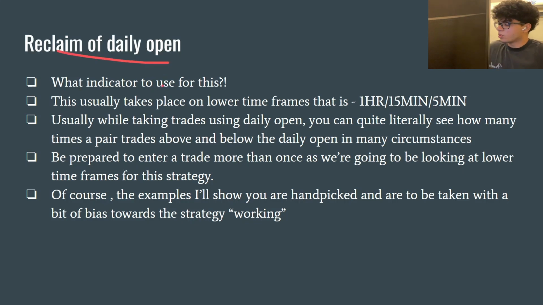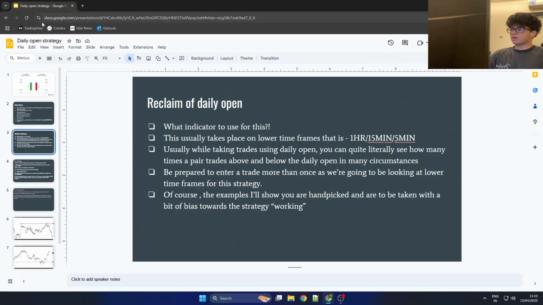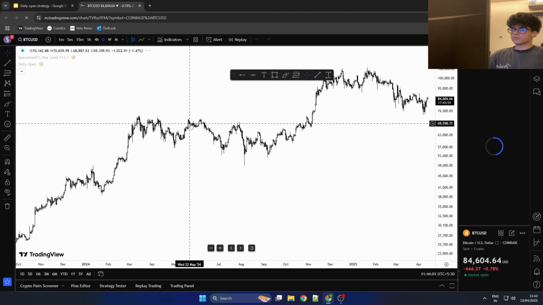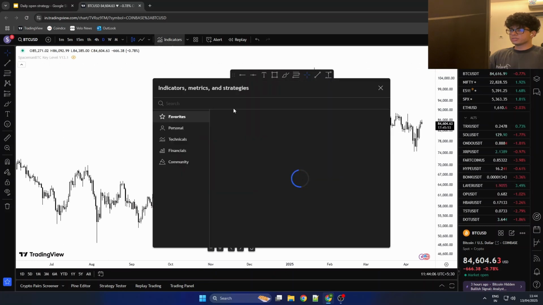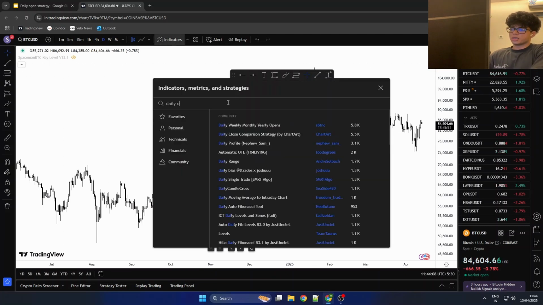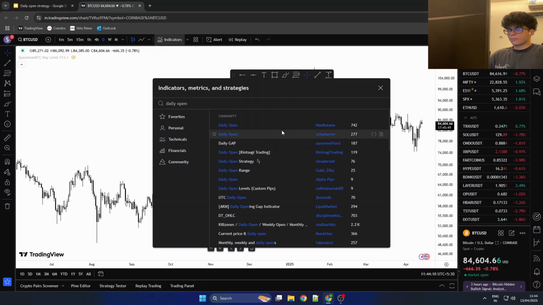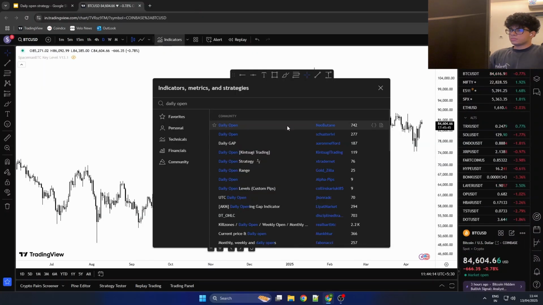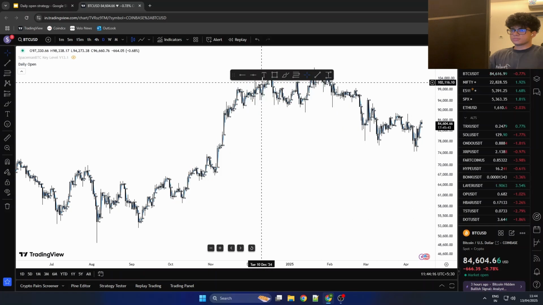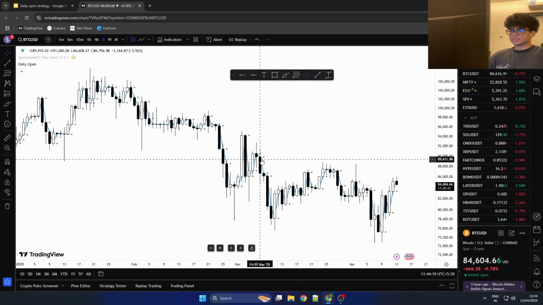Reclaim of daily open. What indicator to use for this, right? Go to TradingView, open up TradingView, and just go to indicators. Search up daily open. Take the first one by neobutane. Just select this, and then you'll have this.